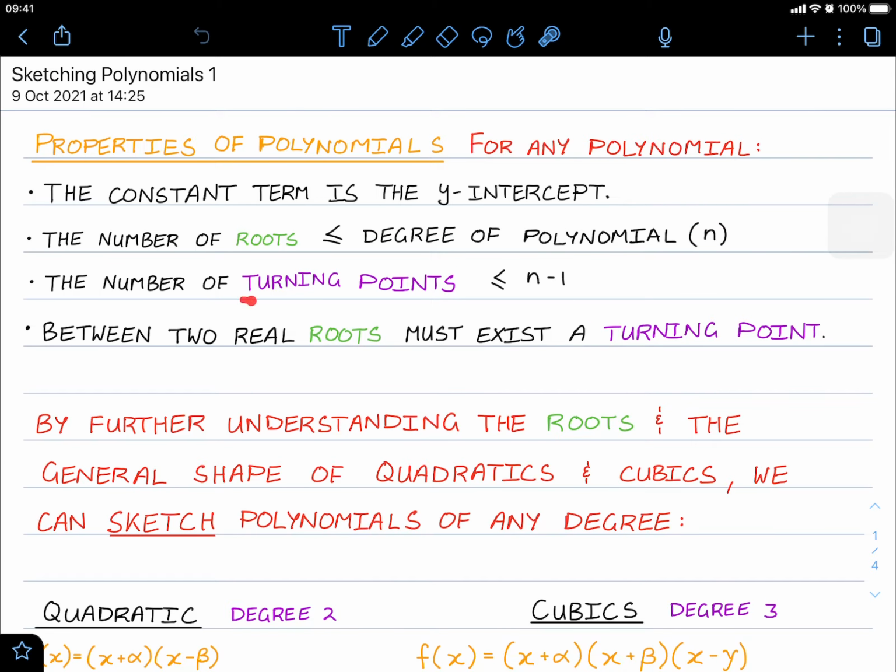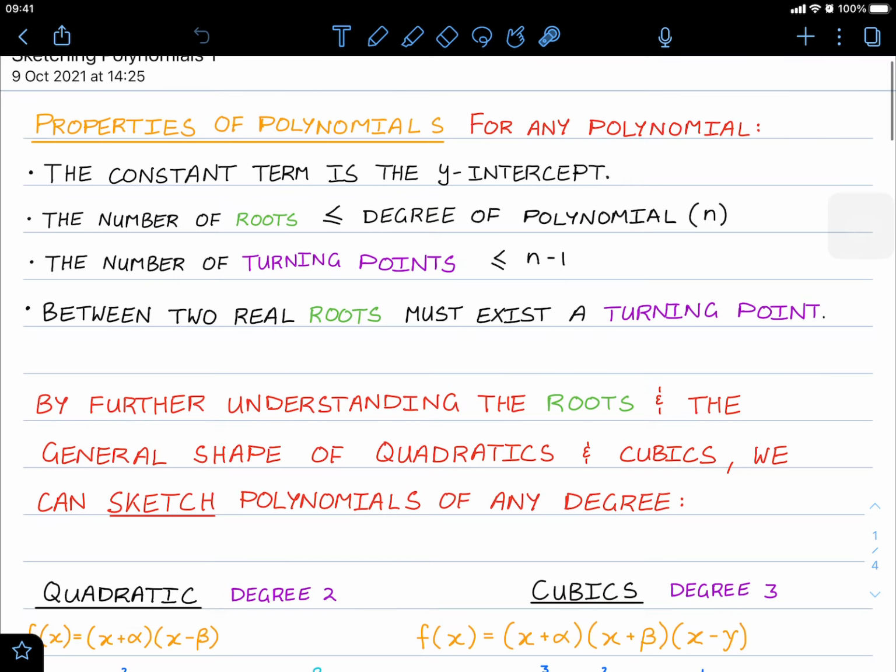The number of turning points a polynomial has is always going to be less than or equal to 1 less than the degree. So if it is x cubed, the number of turning points that this has must be at most 2. So a degree 3 can only have 2 turning points at most. It could have 0 turning points, but yeah, you get the idea.